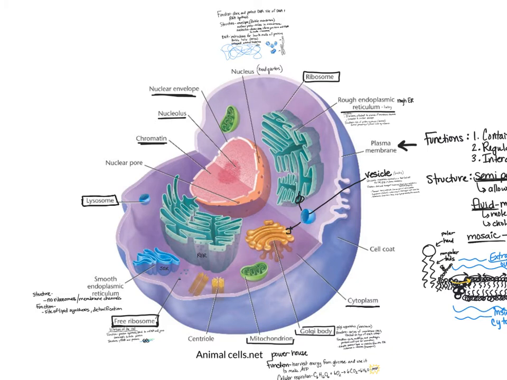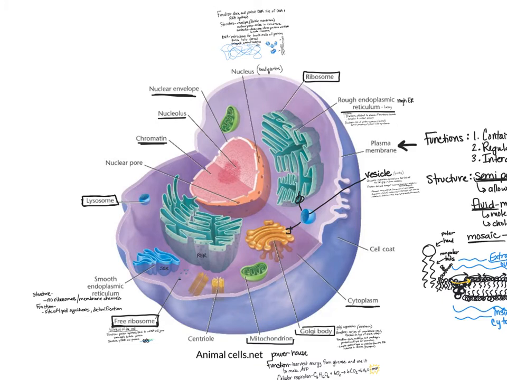We will talk about the centrioles, and we won't talk about the cell coat, but we will talk about the centrioles when we talk about some different cellular processes, rather than talking about that now. So the next organelle that we are going to talk about is called the cytoskeleton.